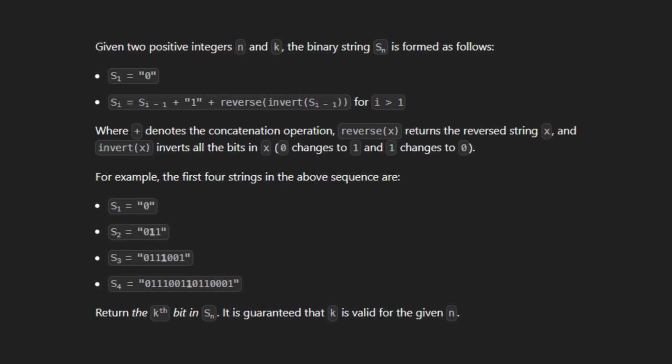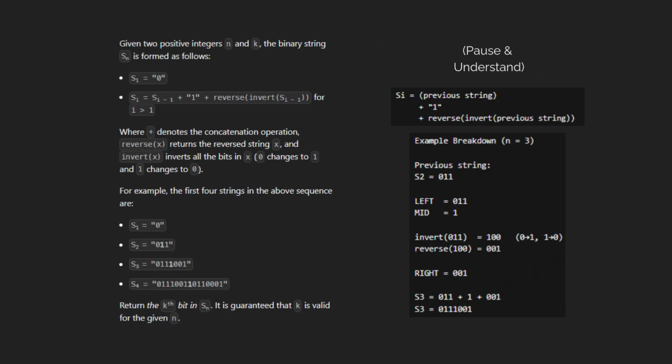The very first string S1 is just 0 and her level per pattern same रहता है. You take the previous string, then you put 1 in the exact middle, and then you take the previous string again but reverse and flip it. 0 becomes 1 and 1 becomes 0. बस यही rule repeat होता रहता है.